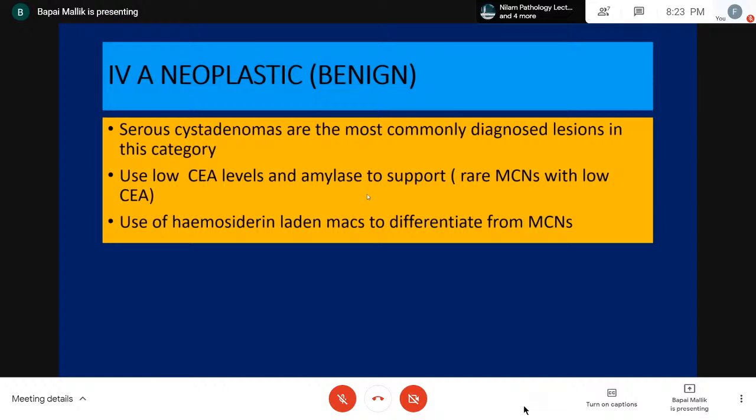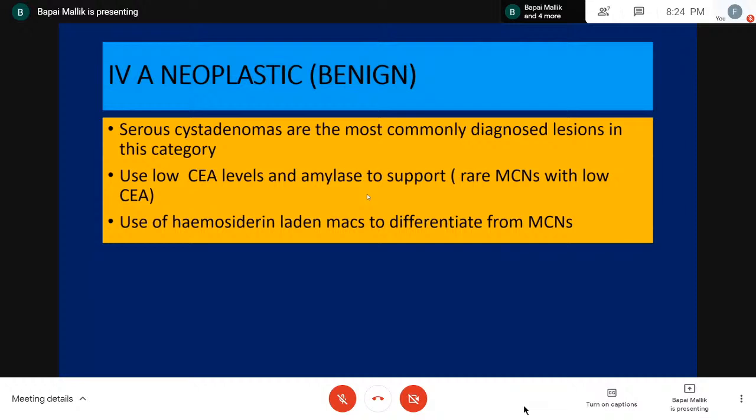You can use low CA levels and low amylase levels to support, but remember that there will be MCNs with low CA levels. I have already spoken about that. By using molecular pathology, you can reduce the numbers of MCN, but still there will be MCNs with very, very low levels, which are going to have low CA levels.